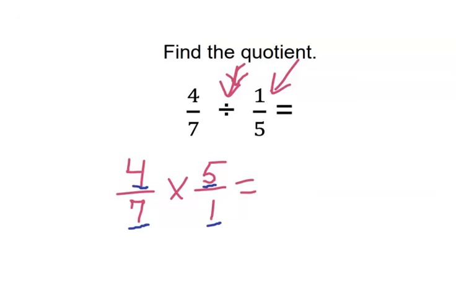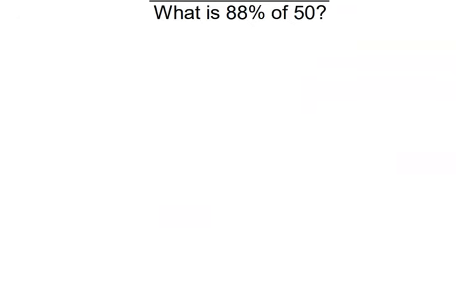4 times 5 is 20. 1 times 7 is 7. How many times does 7 go into 20 without going over? 2 times. All right, so we've used up 14 of the 20. So we have 6 left over in the numerator out of 7. So the answer is 2 and 6/7. There's the quotient.